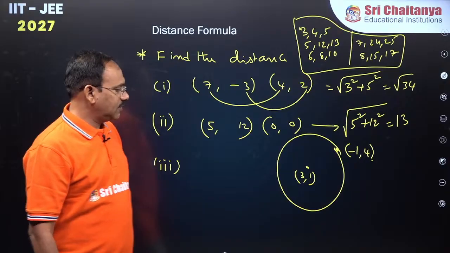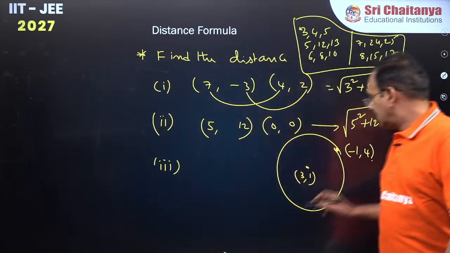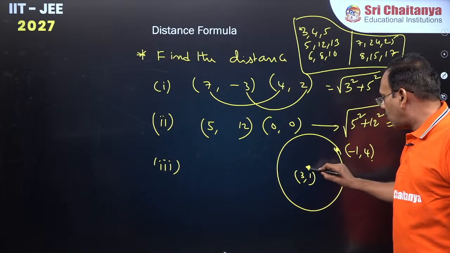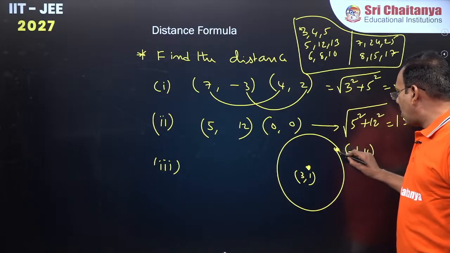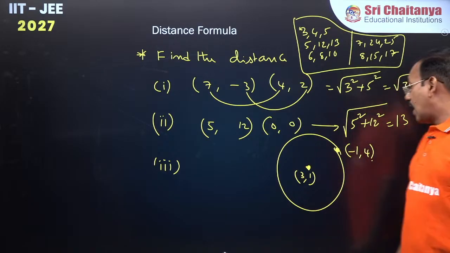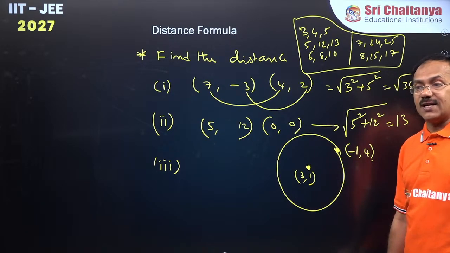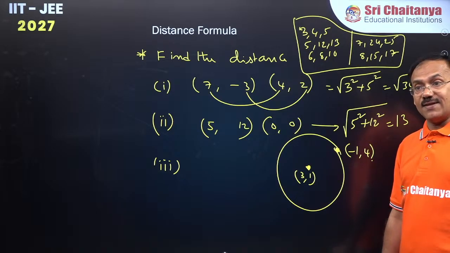Come on, quick. There is a circle, center is (3, 1) and a point on the circle is given. How to find the area of the circle? Quick, quick. Area of the circle.